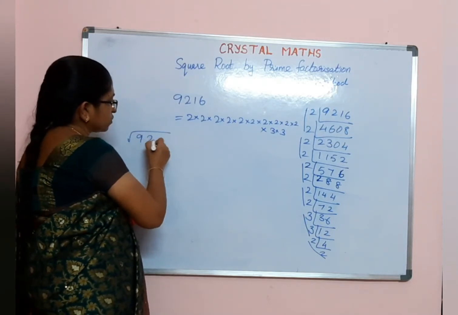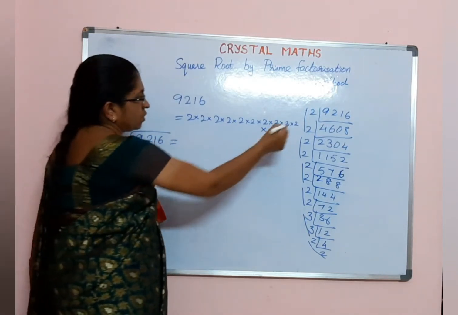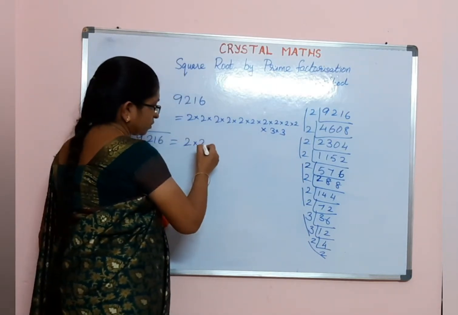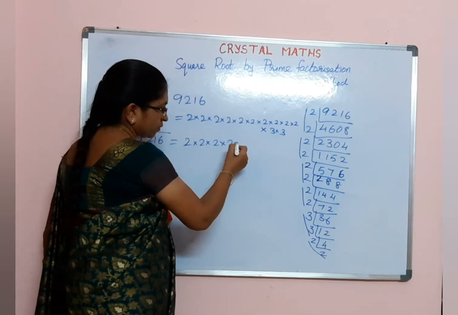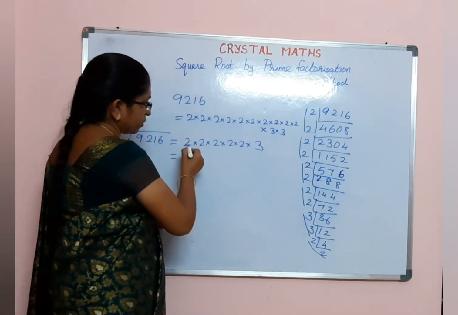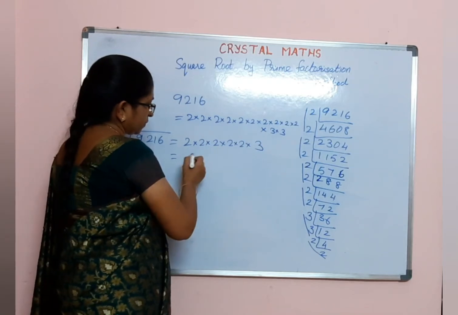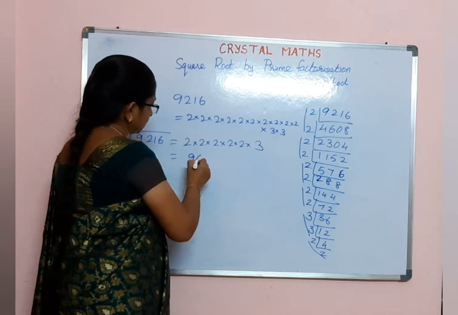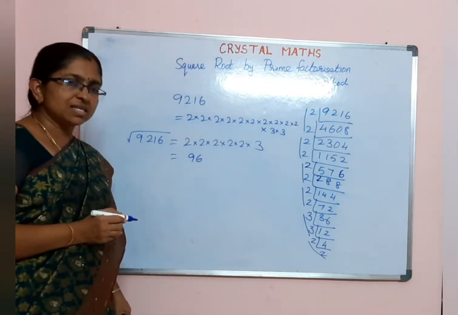Take square root on both sides. If you count how many pairs there are, it will be easy for us to do. 5 pairs were there, so I am writing 5 pairs over there. One number from each pair I mentioned, and if we multiply and write, we will get the answer as 96.